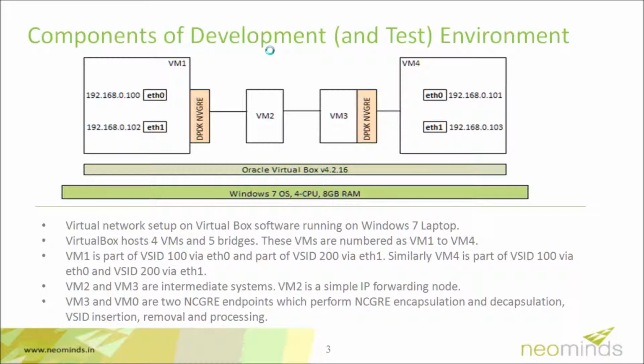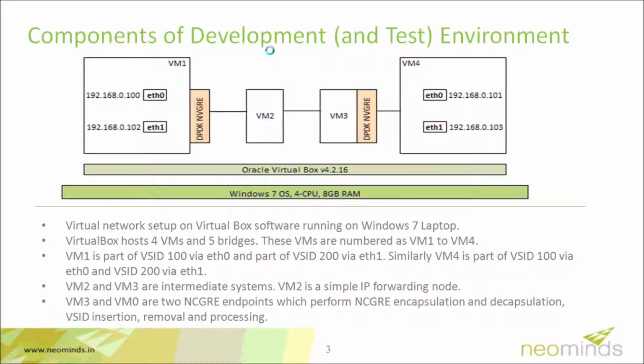VM1 and VM4 are acting as end nodes in the network with 2 interfaces each. We have seen that in the previous slide already. VM1 and VM3 act as NVGRE endpoints, which means VM1 and VM3 will be responsible for encapsulation and decapsulation of NVGRE header from the packet. VM2 is a simple IP forwarding router in the network.